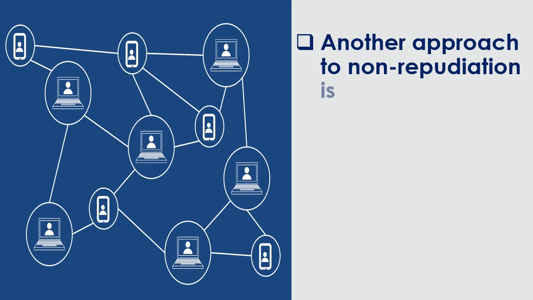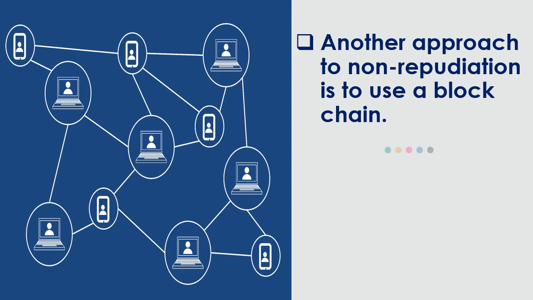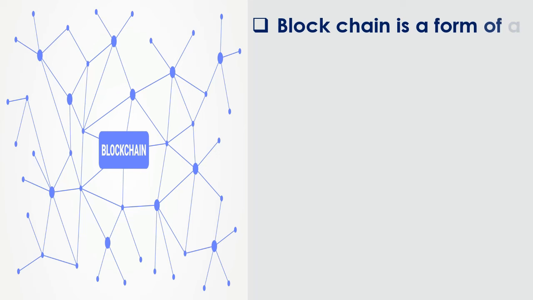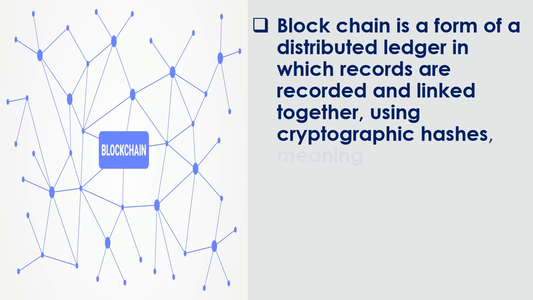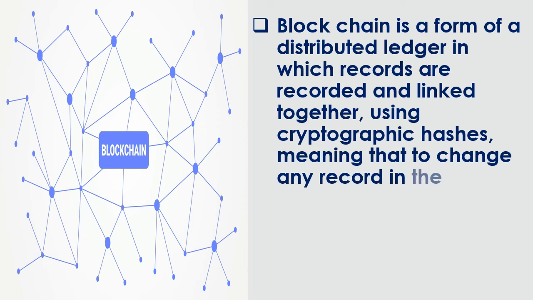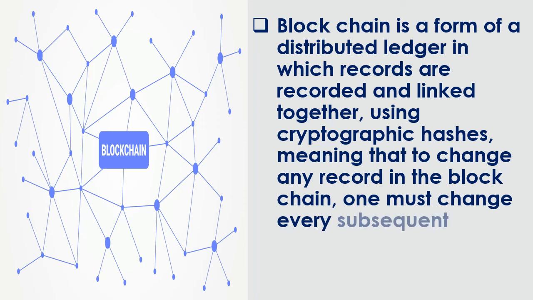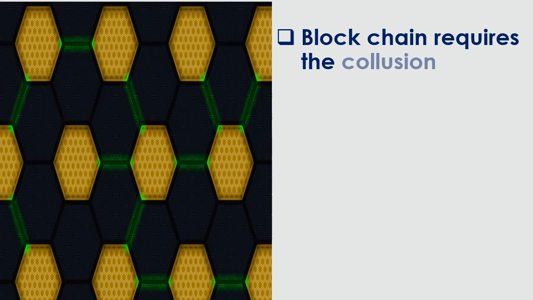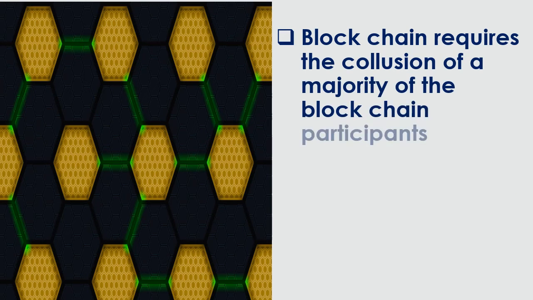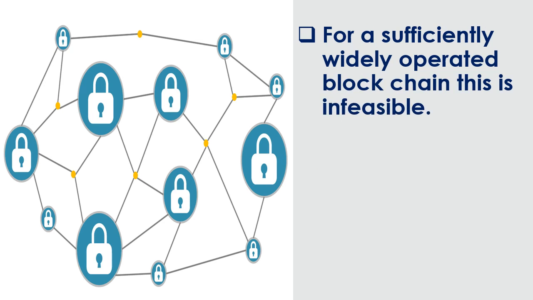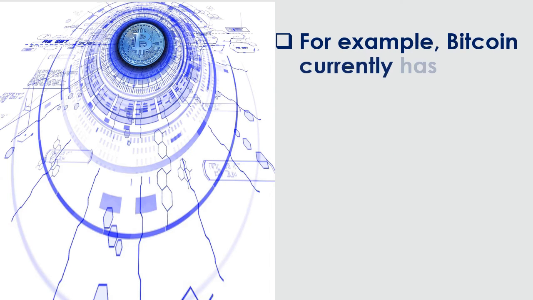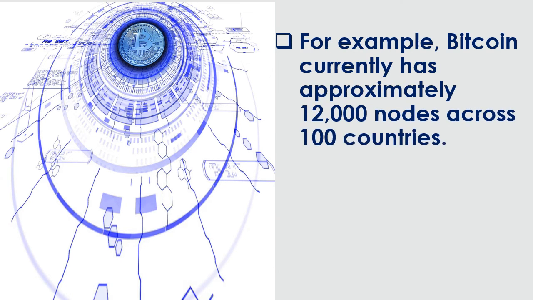Another approach to non-repudiation is to use a blockchain. Blockchain is a form of a distributed ledger in which records are recorded and linked together, using cryptographic hashes, meaning that to change any record in the blockchain, one must change every subsequent block. Blockchain requires the collusion of a majority of the blockchain participants. For a sufficiently widely operated blockchain, this is infeasible. For example, Bitcoin currently has approximately 12,000 nodes across 100 countries.